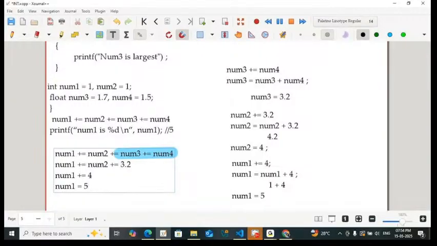Post increment will increase the value of a variable for the next time you access. Pre-increment will increase the value of the variable immediately.